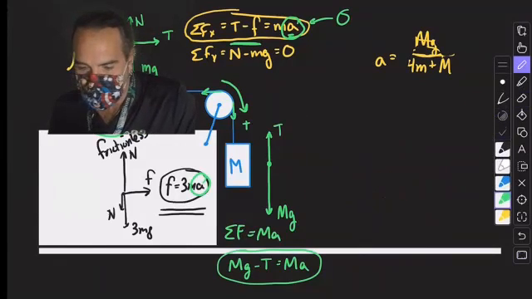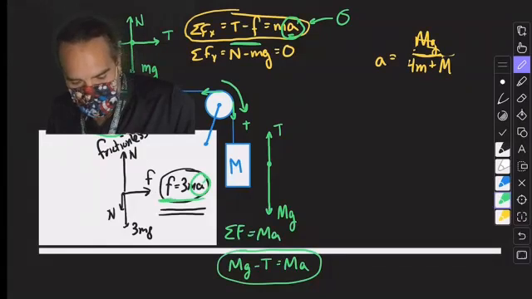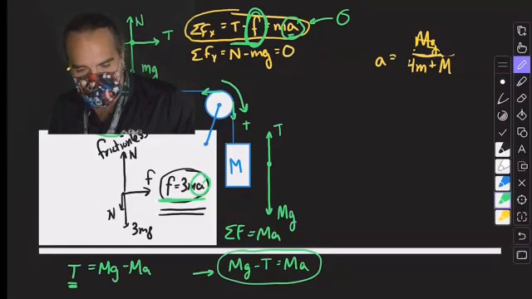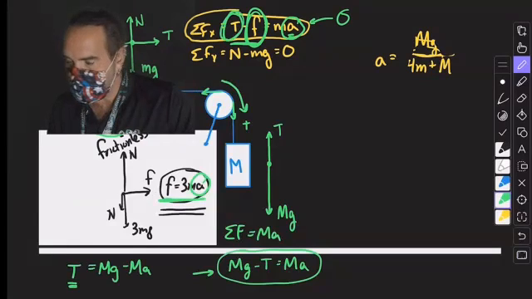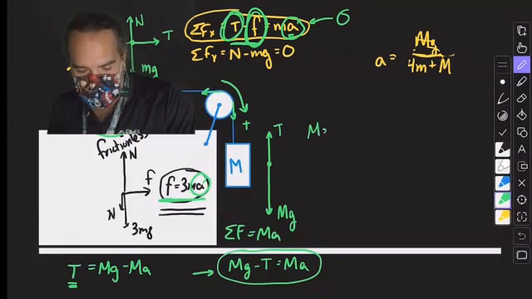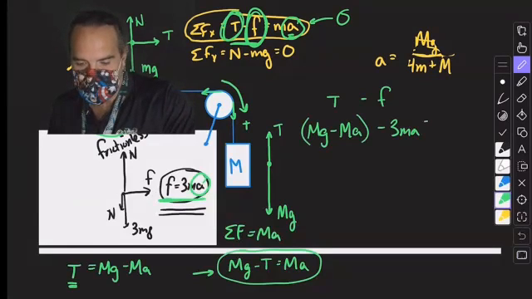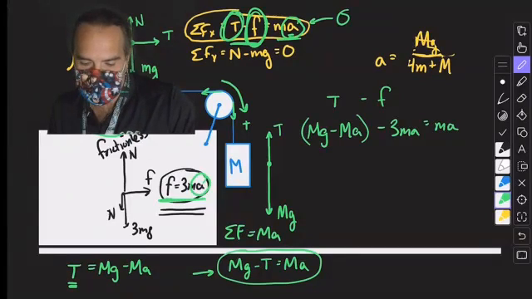I found it by generalizing, but I will first say that I take this and plug it in for F here. And then I need to solve this for T and plug this T in for T here. So if I were to do that, I would get mg minus ma, because this is all T, minus friction, which means minus 3ma equals ma. Now I solve it for a.